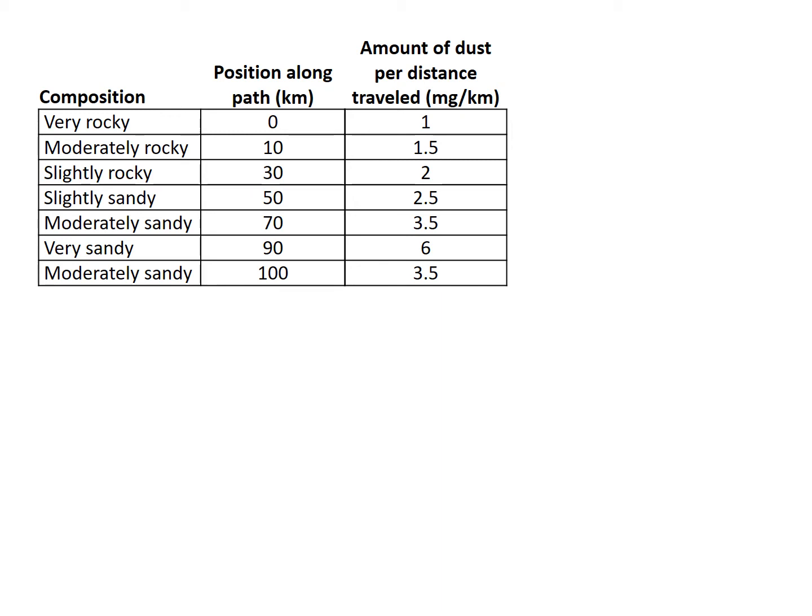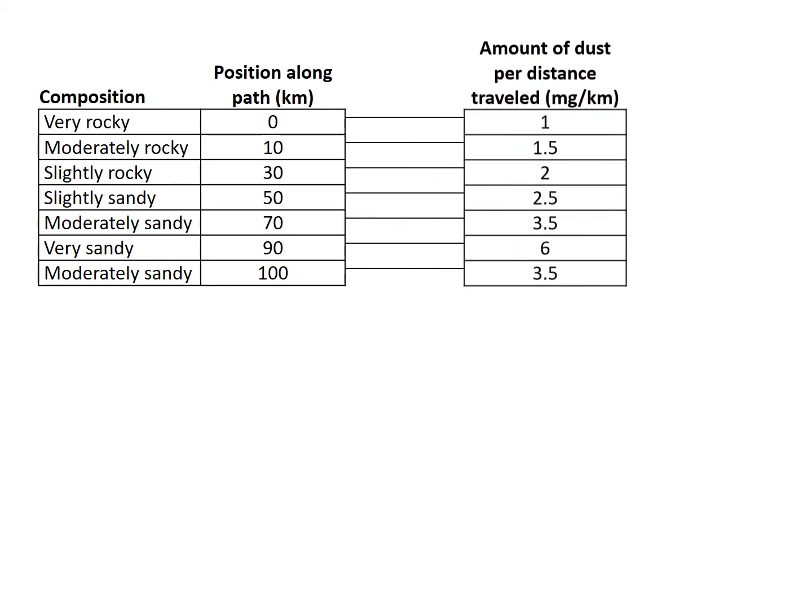So, based on this, how can we figure out how much dust will accumulate across the rover's entire trip? The first thing to do is to break the path down into distance intervals. And we should figure out the length of each distance interval. The first and last distance intervals are 10 kilometers, and the others are each 20 kilometers. Next, let's make some space to compute the amount of dust we accumulate in each distance interval.